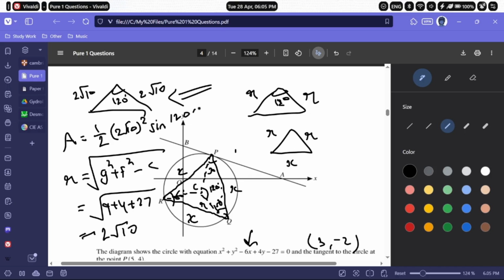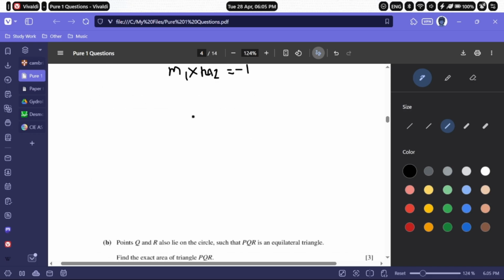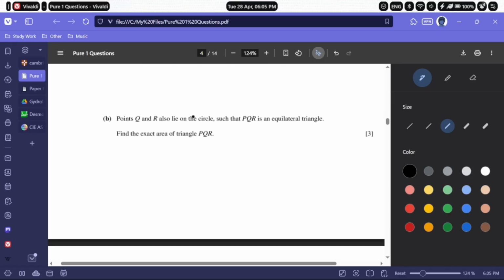This is getting really messy. I'll just write the final answer below. 2 root 10 square. Okay, so I got the area of one of the triangles as 10 root 3.